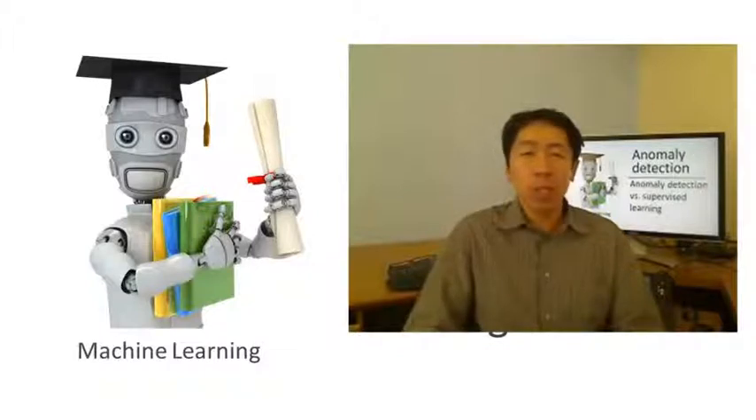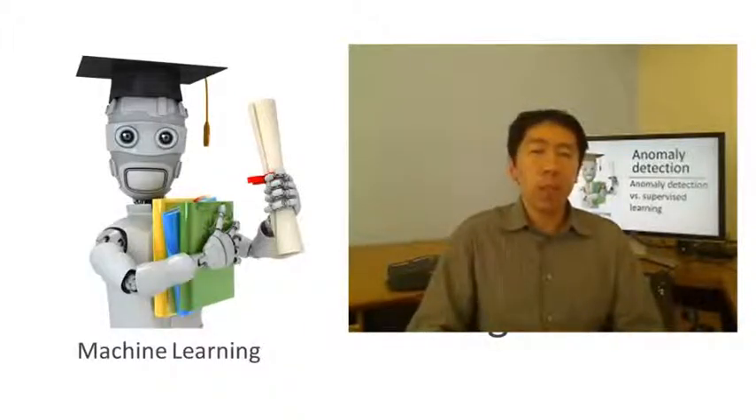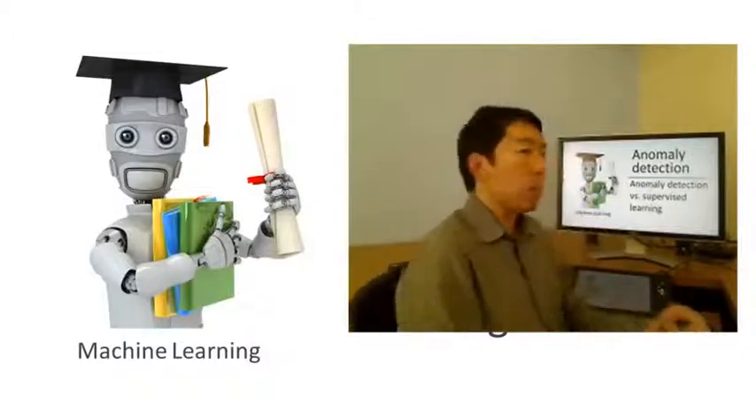So why don't we just use logistic regression or a neural network to try to learn directly from our labeled data to predict whether y equals 1 or y equals 0? In this video, I'll try to share with you some of the thinking and some guidelines for when you should probably use an anomaly detection algorithm and when it might be more fruitful to consider using a supervised learning algorithm.